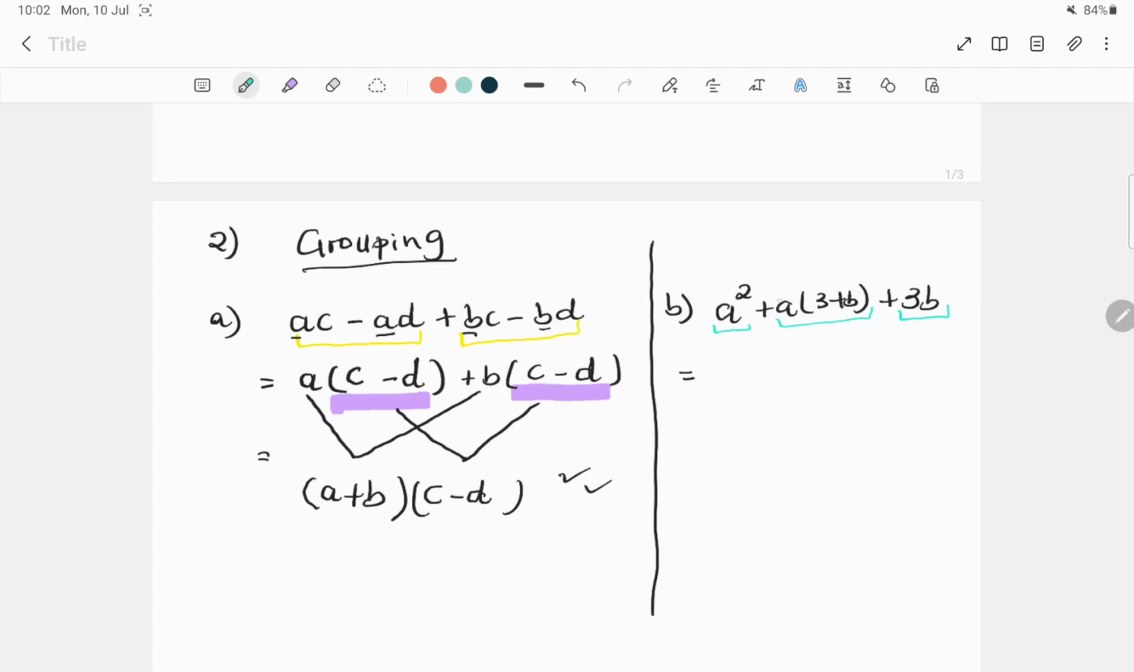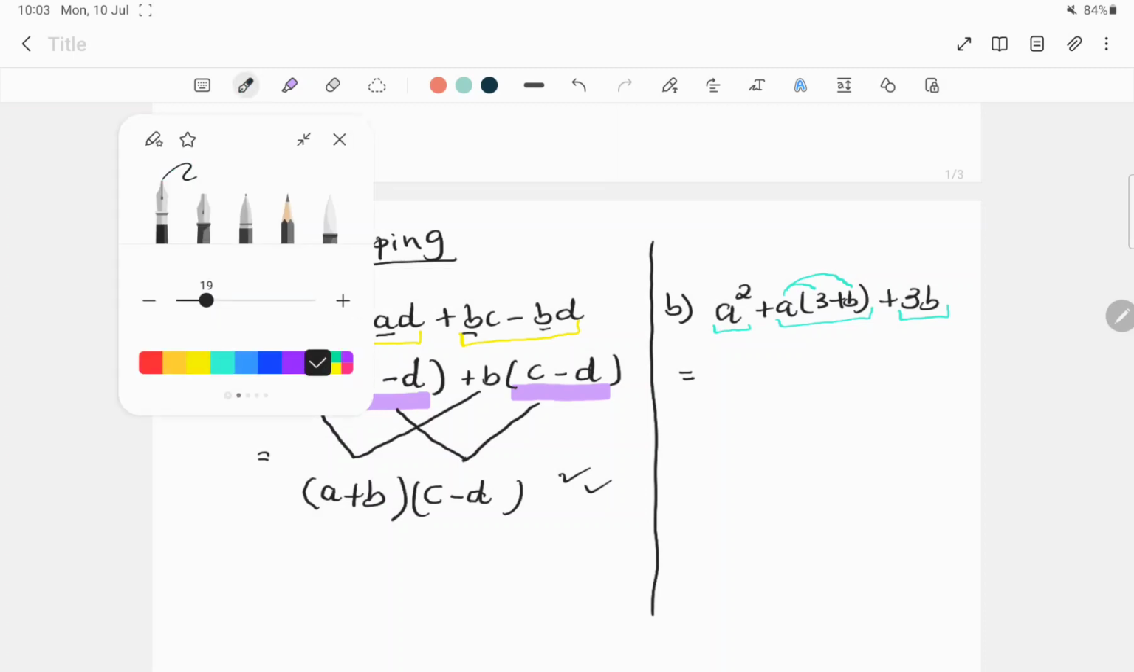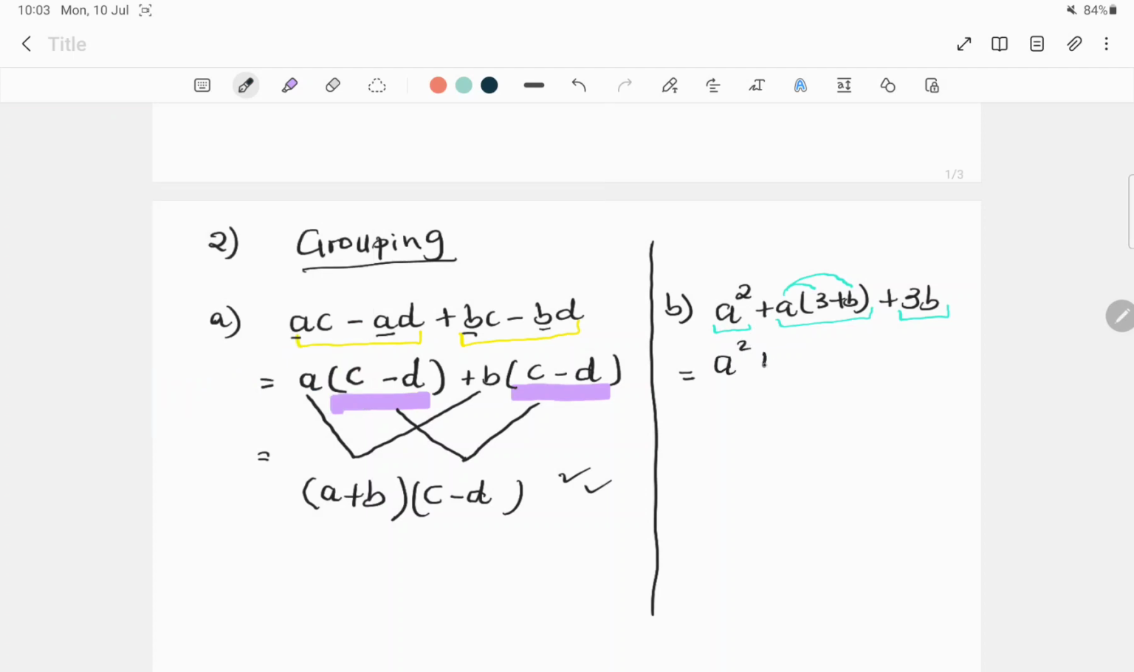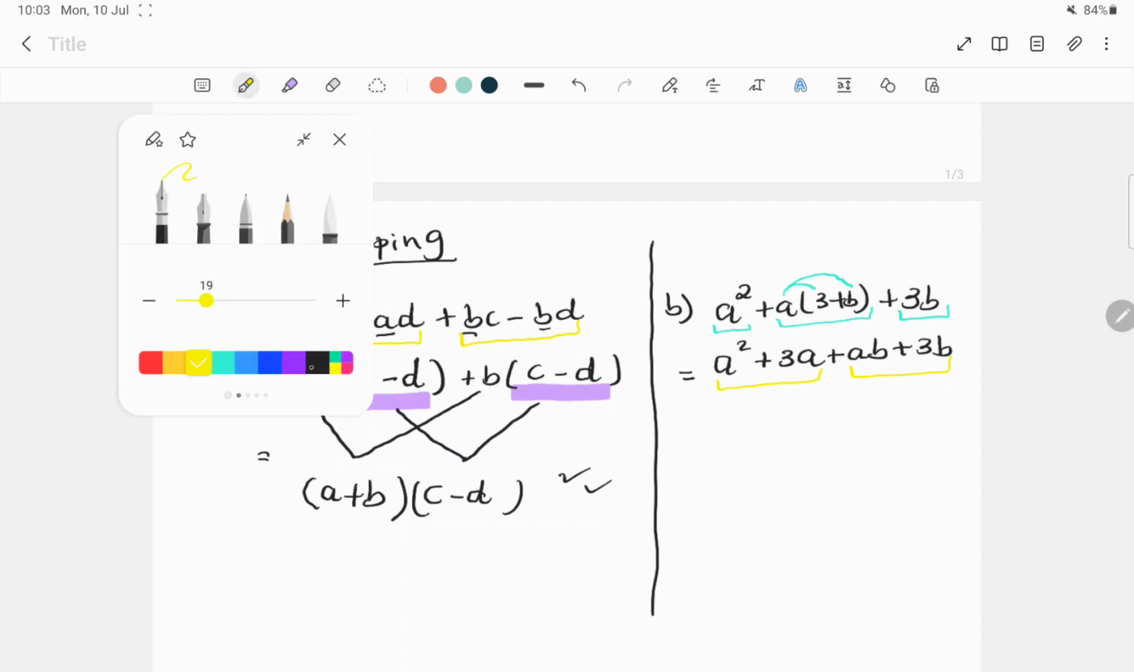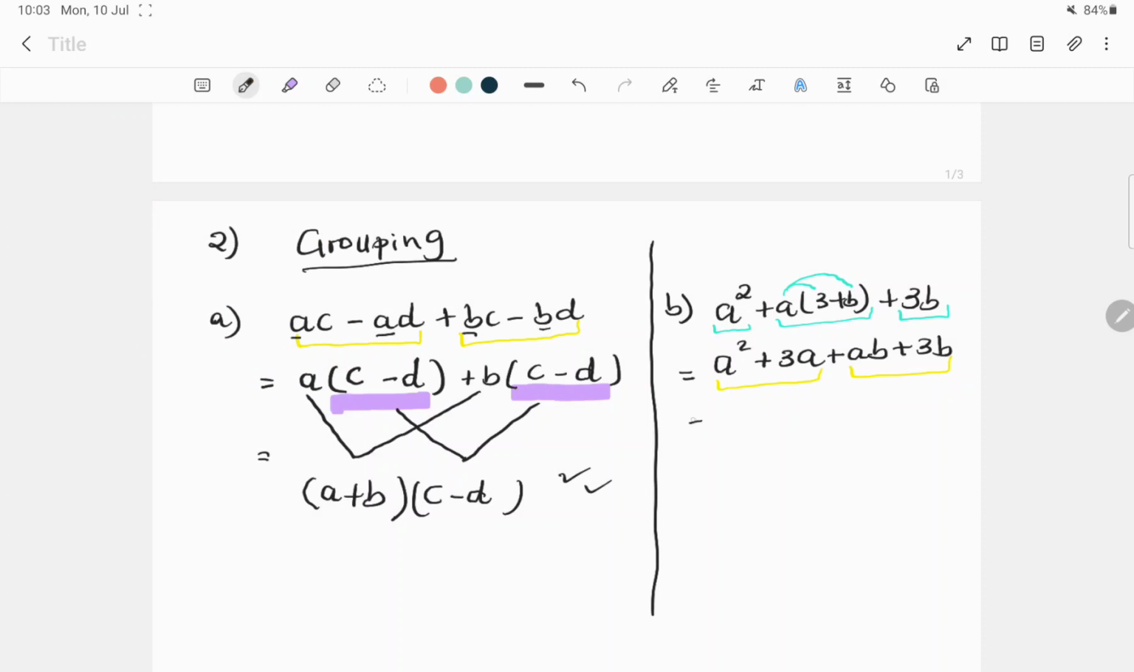I can see a plus sign here. I can distribute this A such that it becomes A squared plus 3A plus AB plus 3B. Now I've got 4 terms. According to grouping, I group the first 2 terms together, and the last 2 terms together. Then I check a common factor in my first 2 terms. The common factor is A.